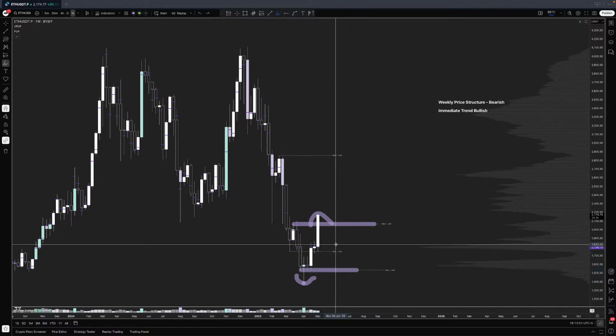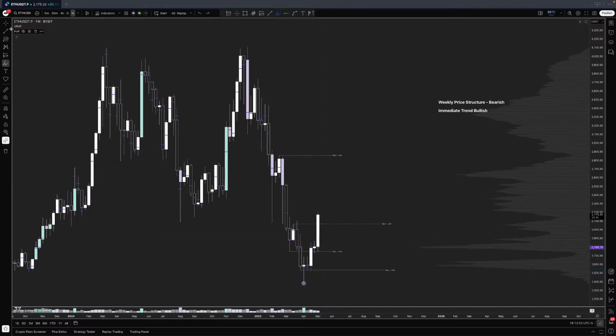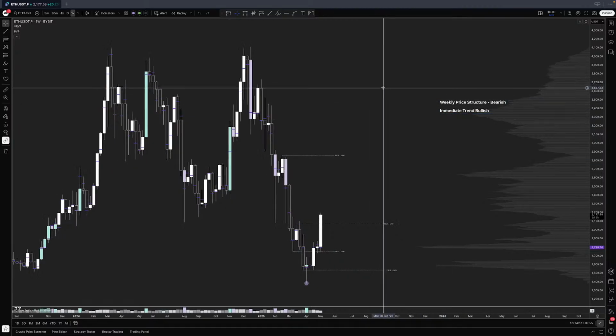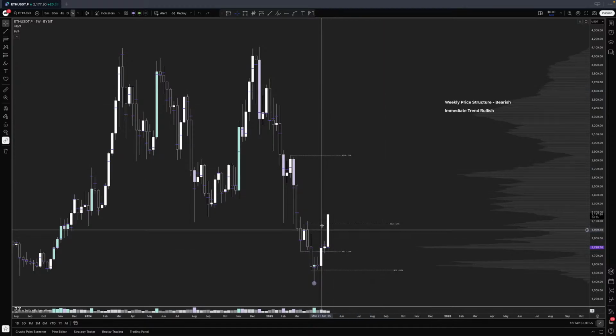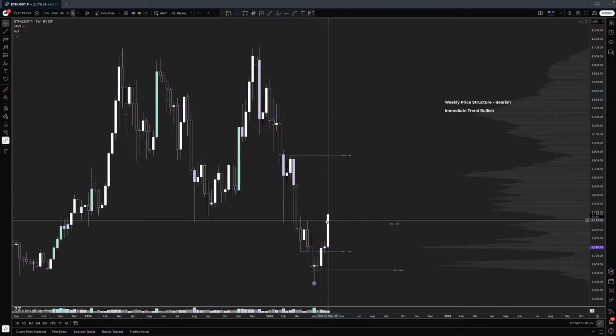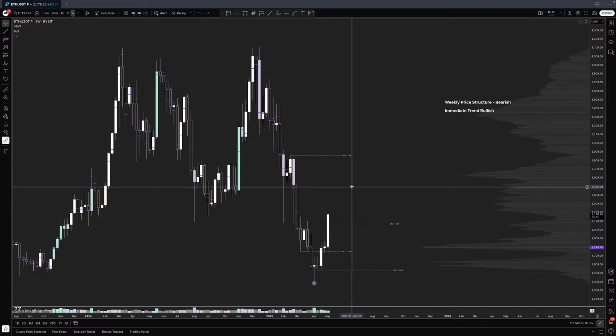So that's completely different, guys. The overall market, the overall price structure, is bearish, right? We can see lower high, lower low, lower high, lower low. But our immediate trend is bullish from a weekly perspective. Now we know that, and now we know that it is moving bullish as well. Now we go to the daily chart.